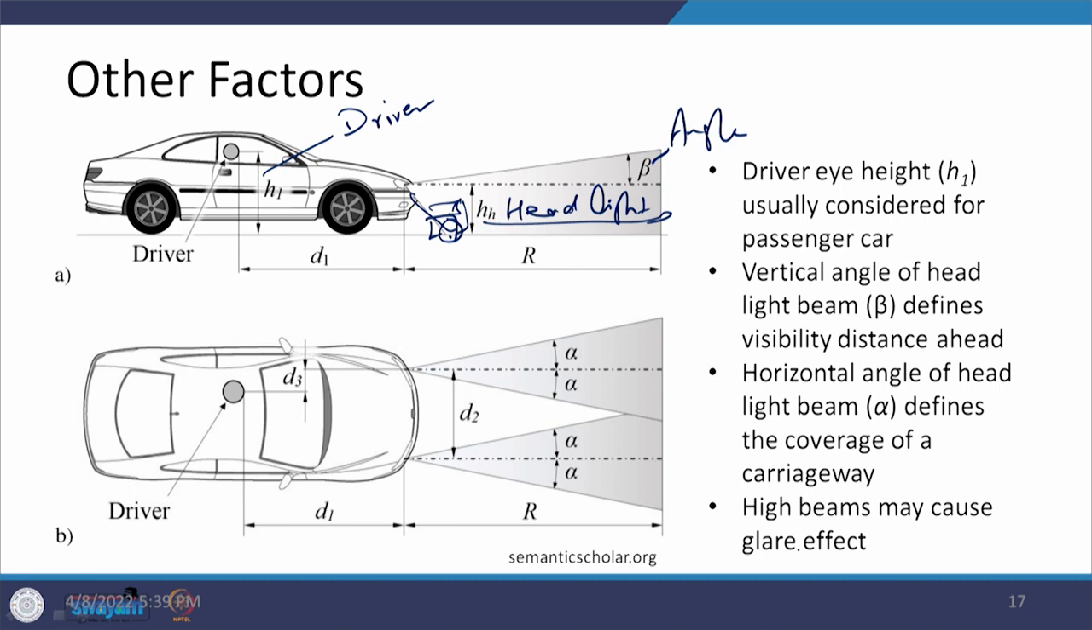When you look at the horizontal aspect, the angles are going to be, say, alpha, which defines the extent of the total space on the road that is covered and comes under the view frame, and you will be able to see all those things in that. So these are the various factors with the help of which we can formulate the various distances in terms of stopping distances, overtaking distances, etcetera.